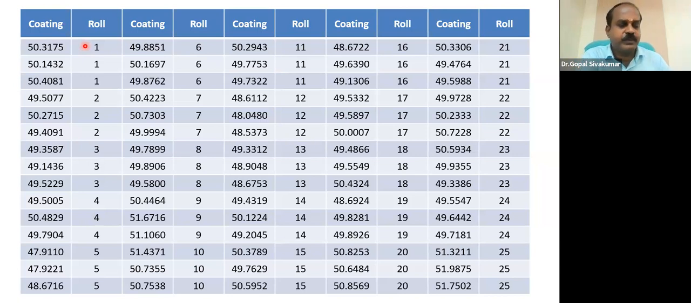Now, you are the plant head. What is important to you? The overall capability is important. You know, once the first roll is finished, your people will load the second roll. Once the second roll is finished, they will load the third roll. It keeps going. Now, in order to understand the overall capability, what do you do? You take a sample from every single roll. Am I correct?